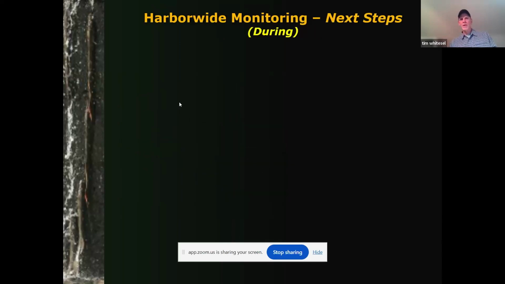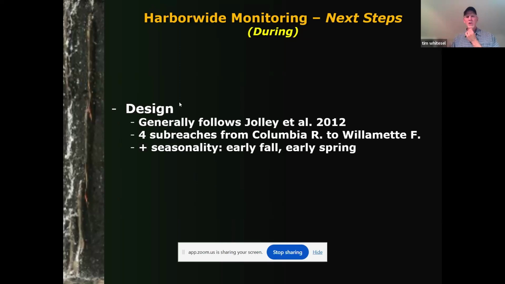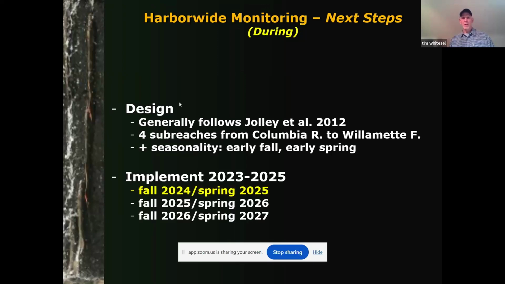So next steps, again, still talking about harbor-wide monitoring. So this is what's going on right now. So the design we're using, we're currently involved in it. The design we're using generally follows the Jolly et al. Or the pre-work. There are those 4 subreaches from the Columbia River to Willamette Falls. And we formally added in seasonality. We're doing 2 seasons, early fall and early spring. Let's see. So we're scheduled to implement this harbor-wide monitoring between 2023 and 2025.